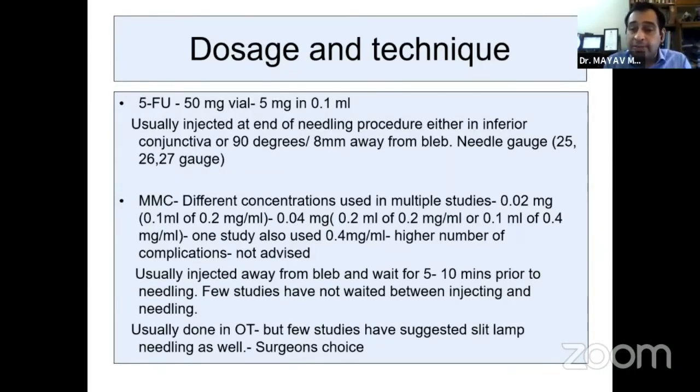Timing of injection again has varied. Many studies have injected 5 to 10 minutes before needling. A few studies have injected during needling as well, and usually away from the bleb area. Needling procedures ideally should be done in the operation theater itself because it gives you better control and handling. In case there is a complication like hemorrhage into the anterior chamber or sudden AC shallowing, you will have more control compared to needling at the slit lamp. But a few studies I've mentioned have also done slit lamp needling. So it's ultimately the surgeon's choice.